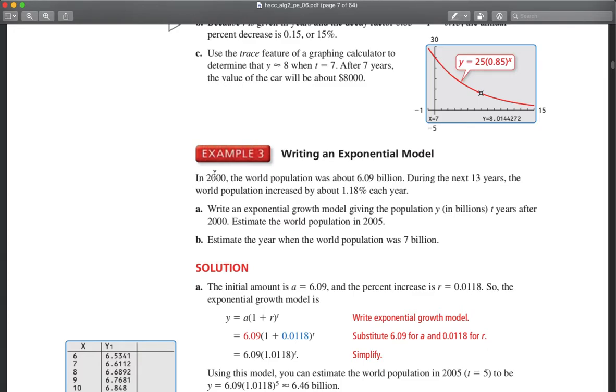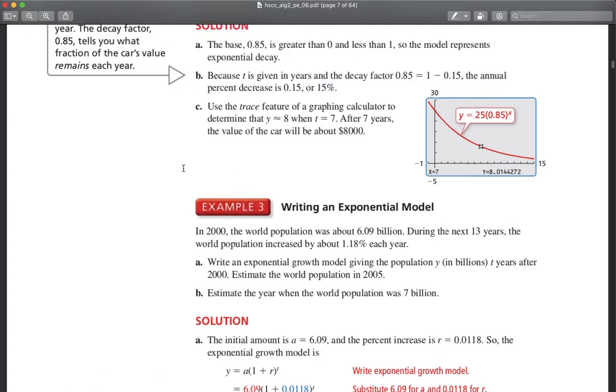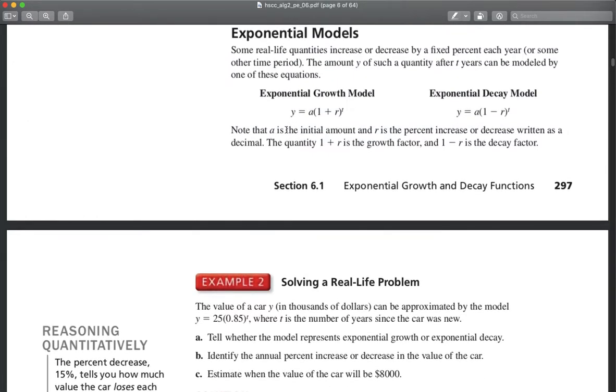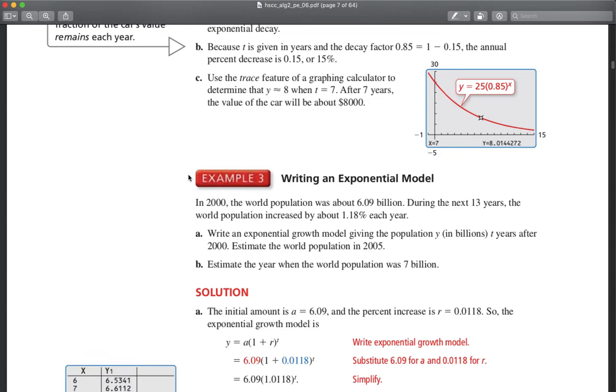In the year 2000, is an initial amount, is when we are starting. So if we are reminded which variable is dealing with the initial amounts, that is the variable a. So we can tell just based off the first sentence that our a value is going to be 6.09 billion. So go ahead and write that down. A is equal to 6.09.